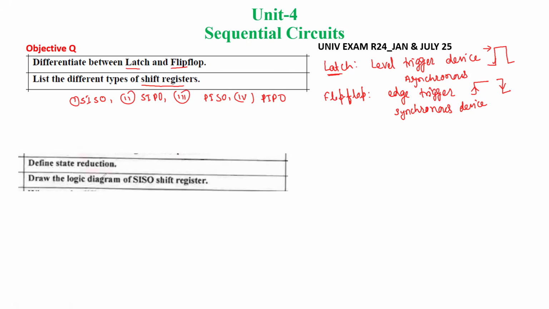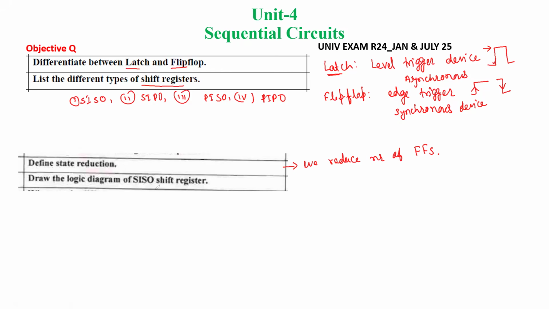Next, we have state reduction. This is also an important question. Maybe a long question will come about the state diagram, where you have to reduce the states. State reduction means we reduce the number of flip-flops in a sequential circuit. If the number of states is reduced, the number of flip-flops will be reduced. That is called state reduction. Still, people make mistakes in the state reduction diagram.